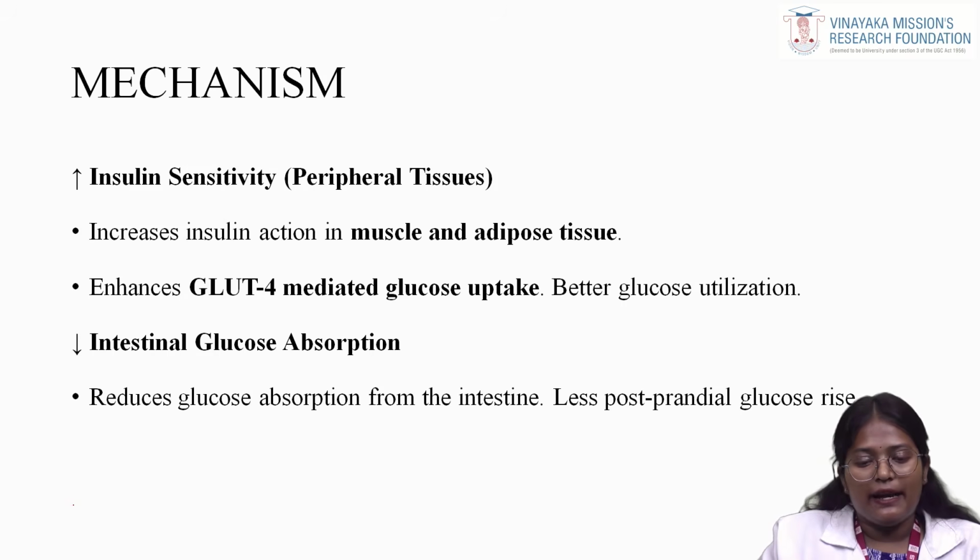So the next mechanism is that it increases the insulin sensitivity in the peripheral tissues. Insulin action increases in the muscles and adipose tissues, enhances GLUT4-mediated glucose uptake, better glucose utilization. The next one is reduced intestinal glucose absorption. It reduces glucose absorption from the intestine, so there is less postprandial glucose rise.